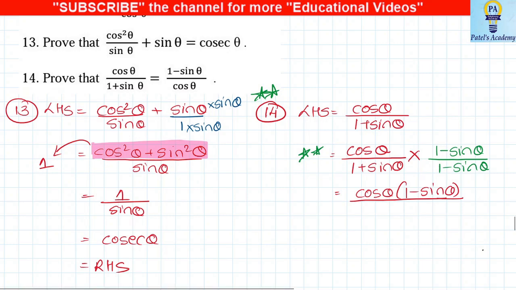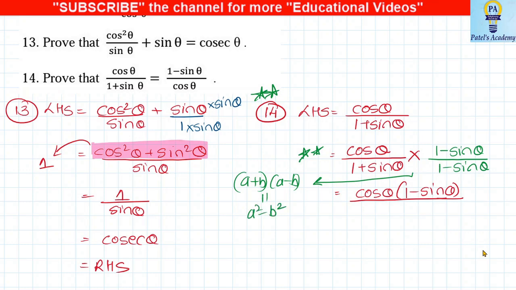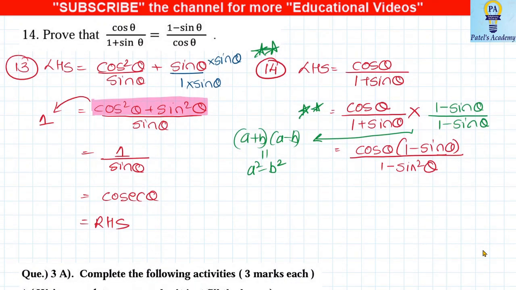If you see the denominators of both, it is in the form a plus b, a minus b. So what is a plus b, a minus b? a square minus b square. What I'll get is 1 square, which is 1 minus sine square theta. Now again the numerator I'll keep as it is, and 1 minus sine square theta is nothing but cos square theta, identity.